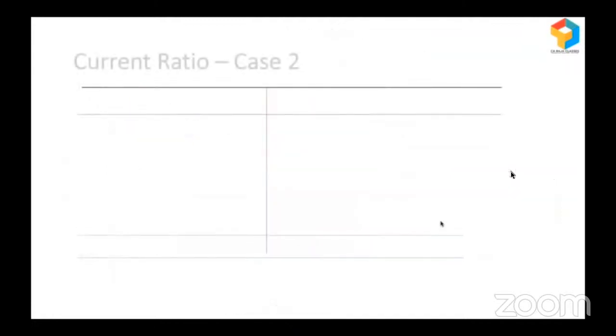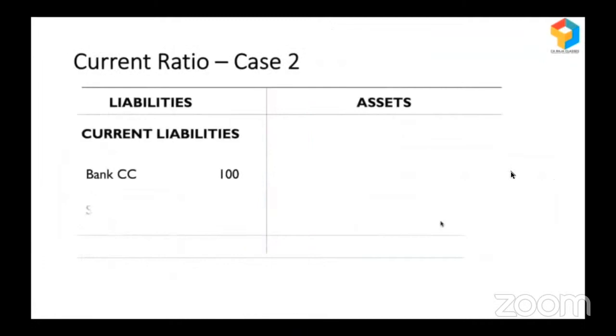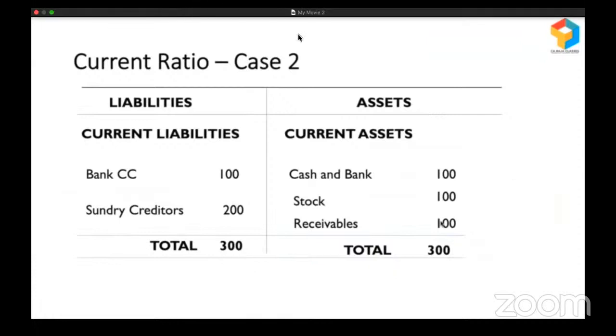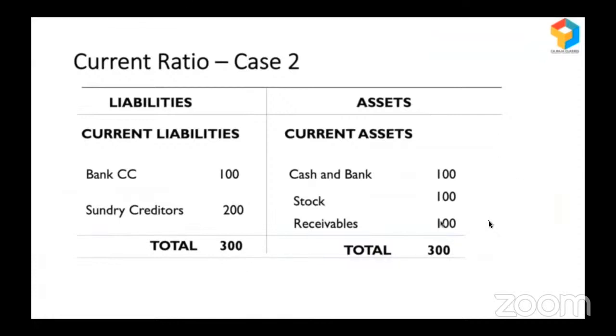Let me give you another scenario. Here the current liabilities are the same, and for current assets there is a difference. Look what's happening. Current liabilities are 300 and current assets are also 300. So you have an obligation of 300 million, and for that you have resources of 300 million. It looks like a perfect scenario, but that's not the case.